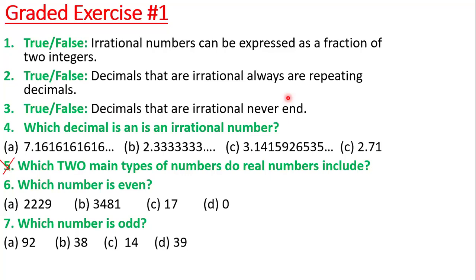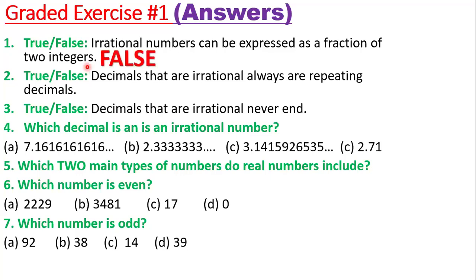Are we done with this? Let me know, please, because it's 8 o'clock and we have to do this quickly. Okay, which do y'all have for number 1? Irrational numbers can be expressed as a fraction of two integers. True or false? False. Most definitely false. Decimals that are irrational are always repeating decimals. True or false? False. Irrational numbers do not repeat. Decimals that are irrational never end. True.